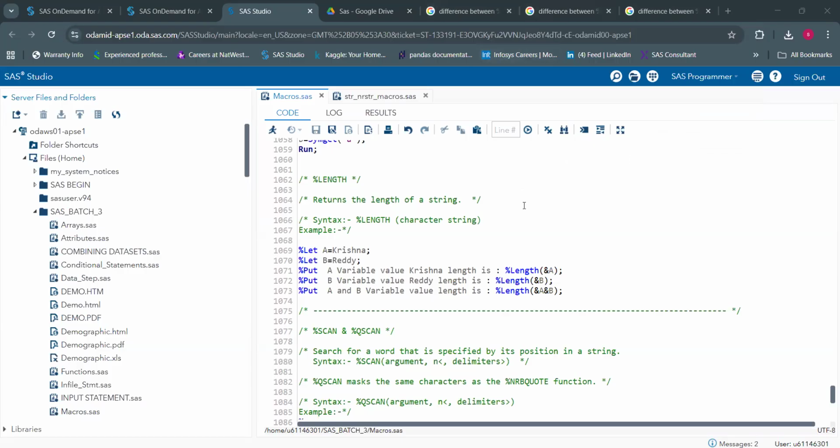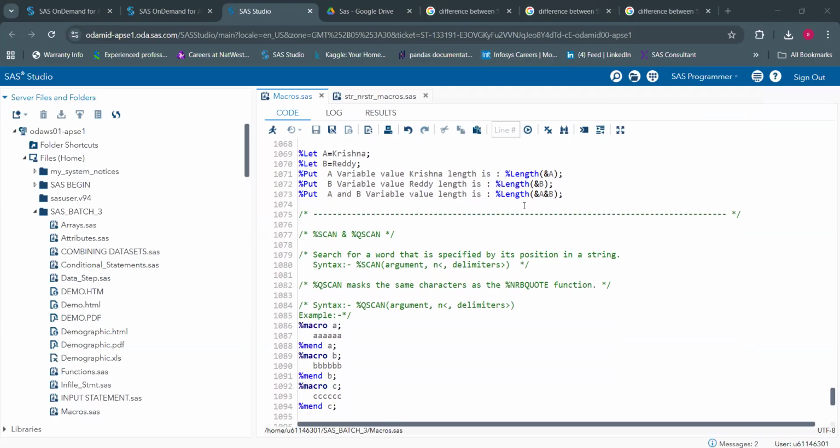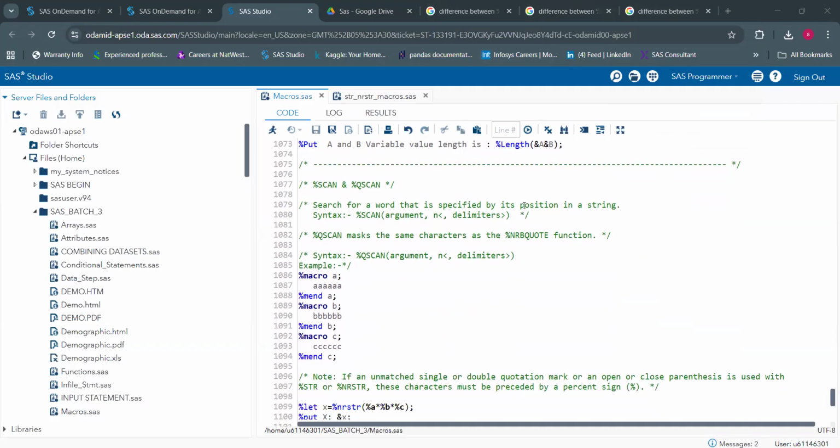Yeah. So in the last session, we went through different macro functions. So let's go through a few more. First one is QSCAN or SCAN. So mainly, what is SCAN? It normally searches for a word, and once we give the position of the word with the help of a delimiter, it just extracts the respective word.